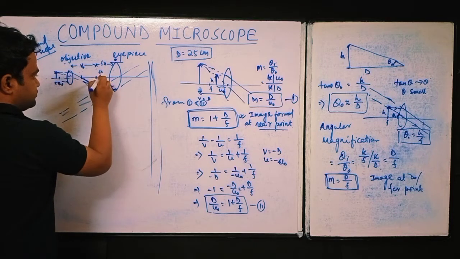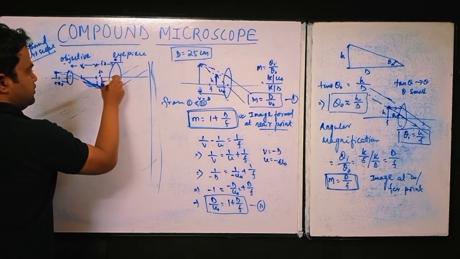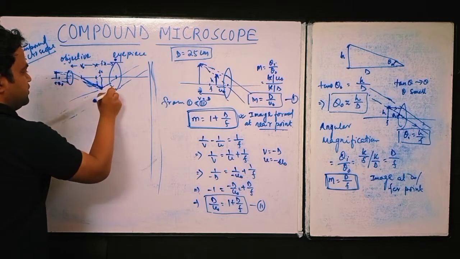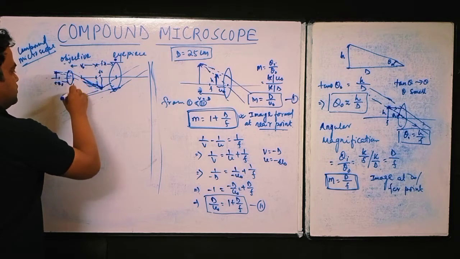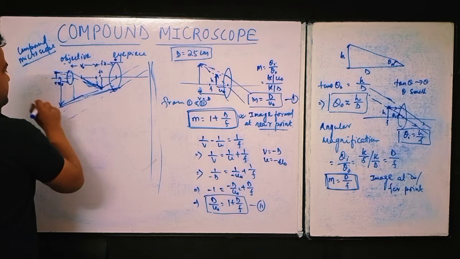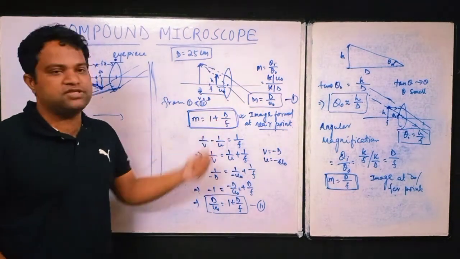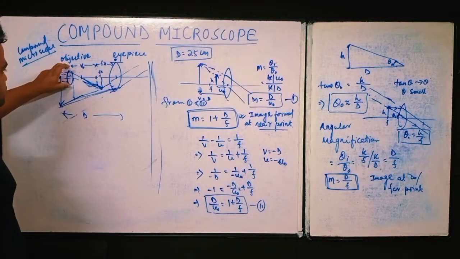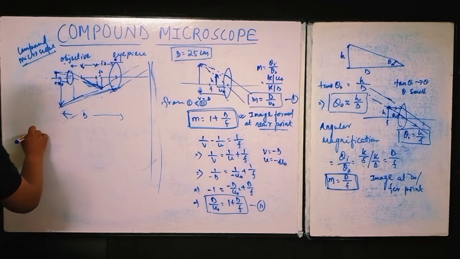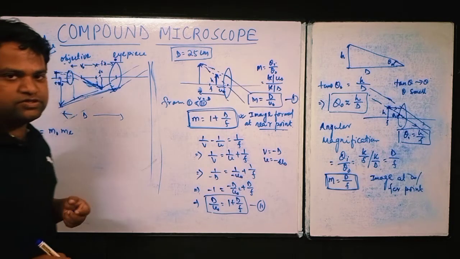If your image is somewhere in between your focus and optical center, and you adjust it in such a way that the final image is formed at the minimum distance, let's say 25 centimeter, where this distance is capital D, 25 centimeter, then the magnification by the eyepiece, you will use this formula, 1 plus D by F. So two magnifications: one by the objective, another by the eyepiece. If lenses are combined, the combined magnification is MO into ME, the multiplication of the individual magnifications.